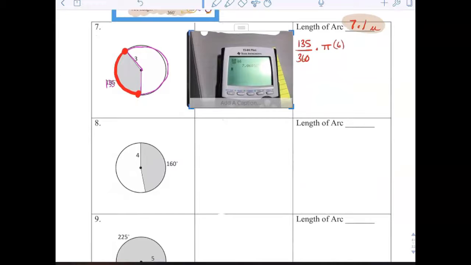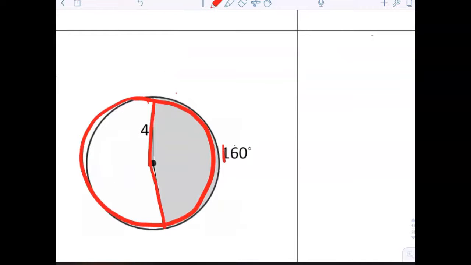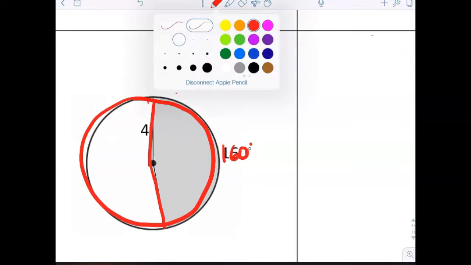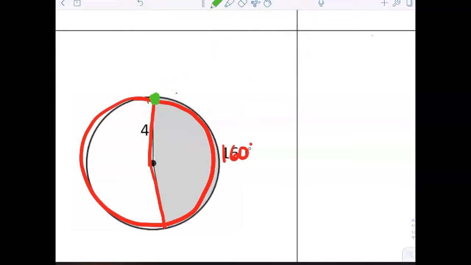Okay, number 8. We're going to draw this thing, right? And it's almost a semicircle, or it's almost half the circle, but it's not quite because it looks a little bit off-centered, and you can tell it's not 180 degrees, which would be perfectly half. It's 160 degrees. So when they're talking about arc length, they're asking you to find how far is it from there to there.